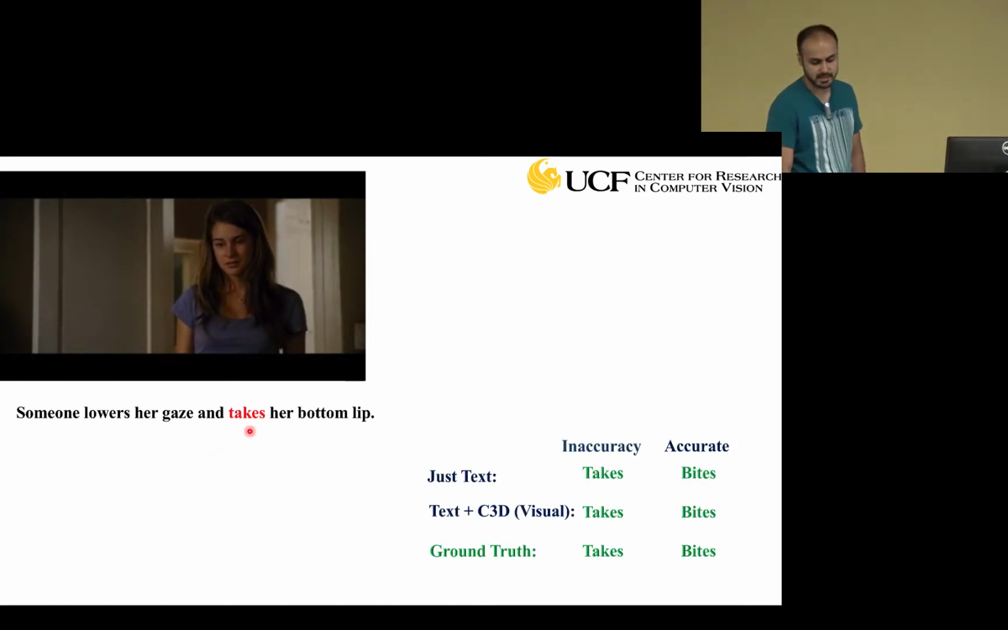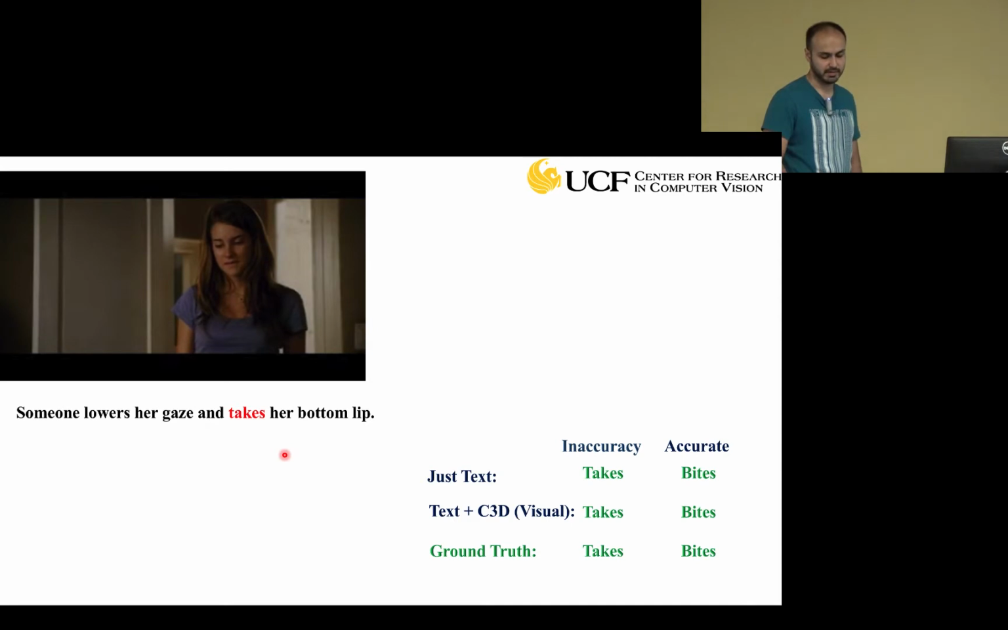So let's look at some examples. In these examples, I show the result of the method if I use just text, and if I use text and C3D features. Like in this example, someone lowers her gaze and takes her bottom lip. So both of the methods could correctly find the inaccuracy, which is the word text, and suggest the correct word to replace bytes.